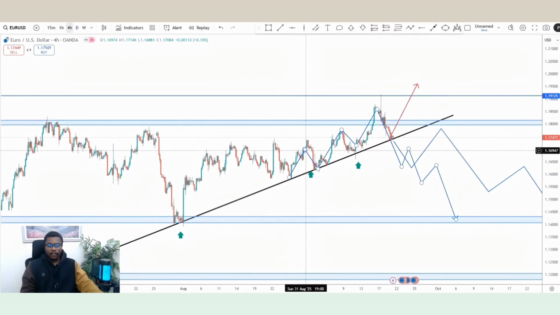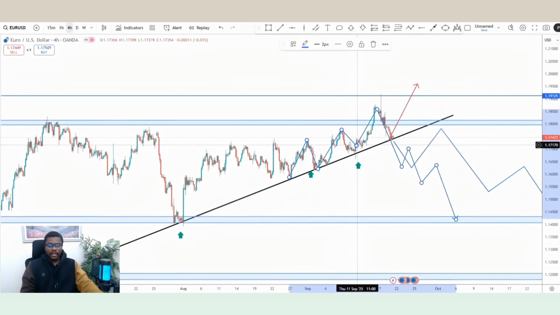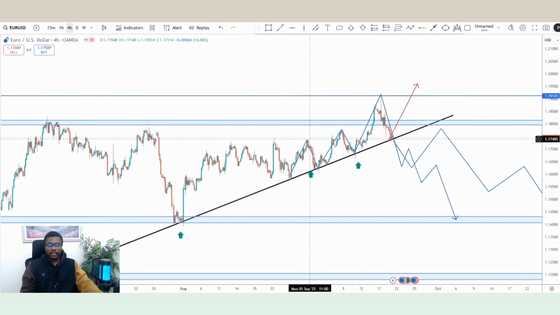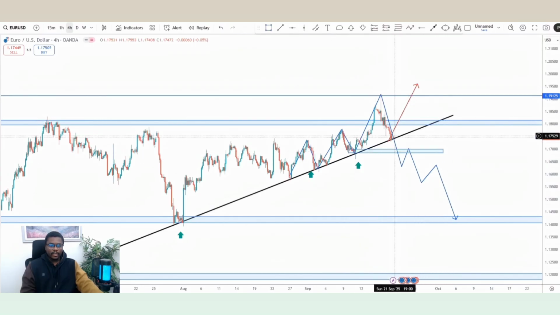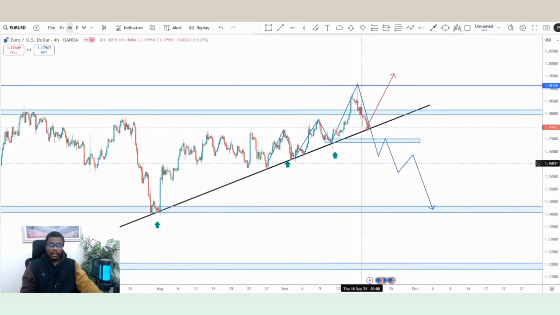So if we adjust this so that we can see clearly these higher highs and higher lows, this last low here is where I'm expecting to see price reaction. So if price does break this trend line and then breaks this previous low, we'll be looking for a retest around this area, so more or less a break of trend line, and then possibly looking for sell trades there to the downside.